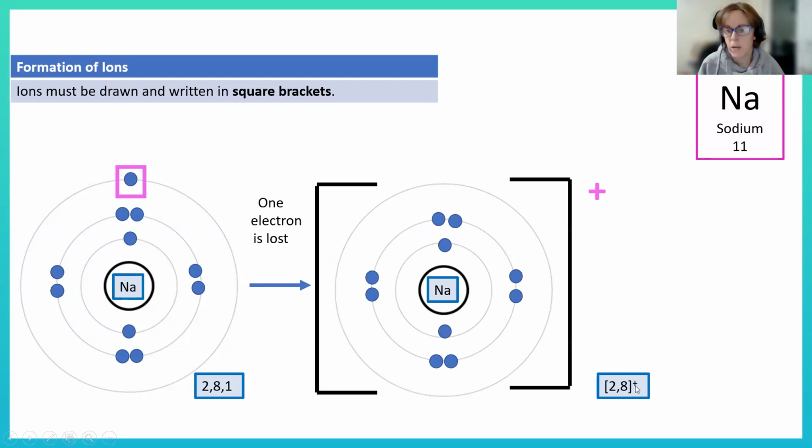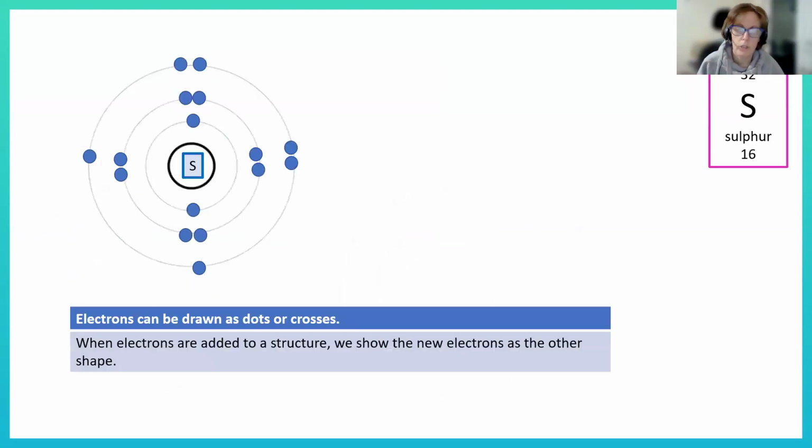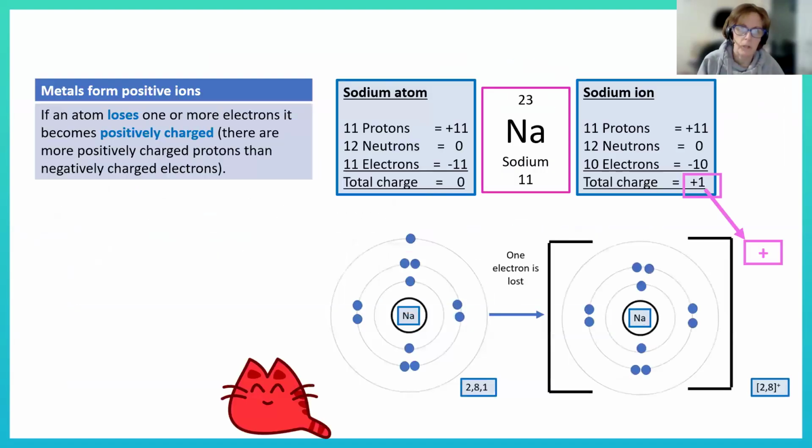And we write that as 2-8 plus, which sounds weird because we've lost an electron. So why would we write it as 2-8 plus? We haven't gained anything, we've lost something. But the reason we write it as plus is now it has got an overall positive charge. I'm going to skip this one and go through to this page. So how has it got an overall positive charge?